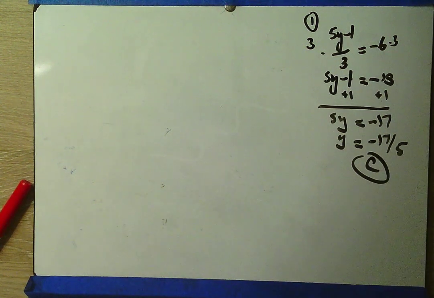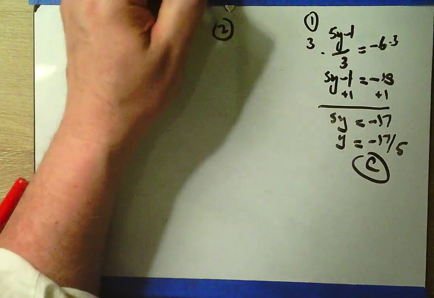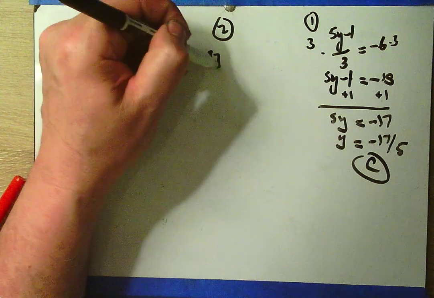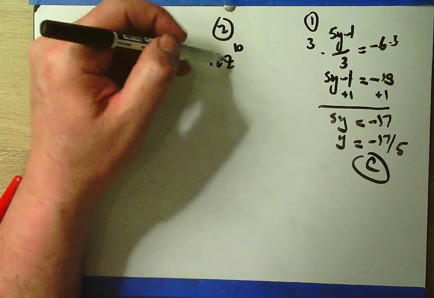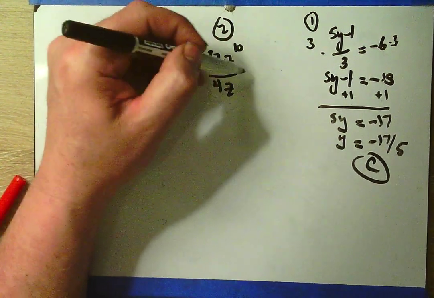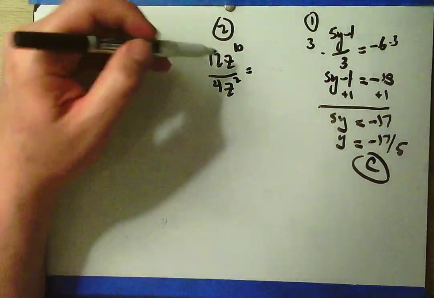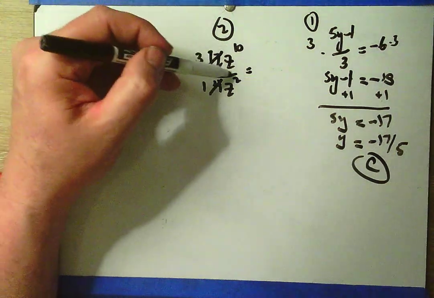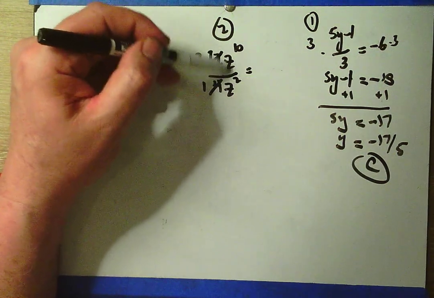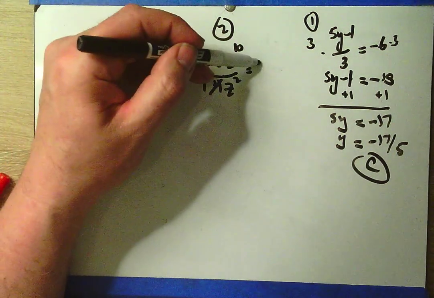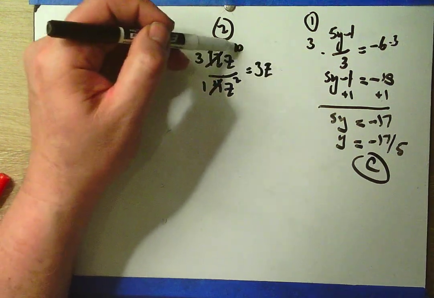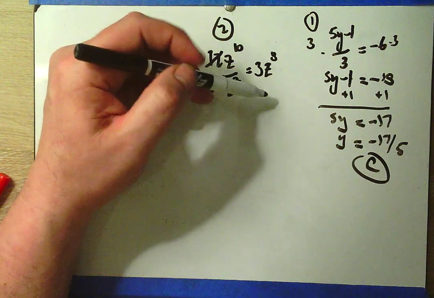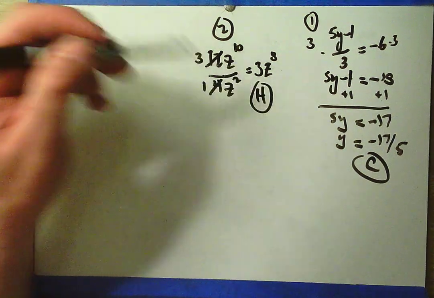Number 2 says the expression 12z to the 10th over 4z squared is equivalent to what? Well, 4 goes into 4 once, and 4 goes into 12 3 times. And when the bases are the same and we're dividing, we can subtract the exponents. So I get 3z to the 10 minus 2, which is 8. 3z to the 8th. And that is H.